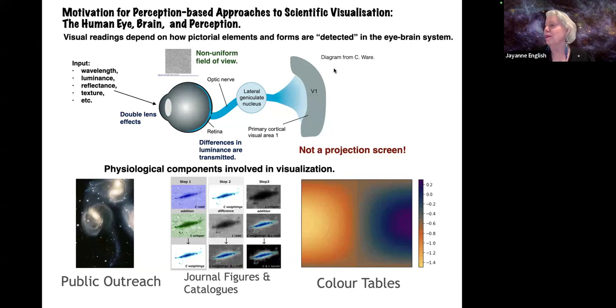So what I do is I use perception-based approaches to scientific visualization. Our eye and brain system create perception. For example, color is not a physical thing. It's based not just on wavelength, but on many things. And so our eye-brain system produces what we perceive, and we can work with the physiological components involved in order to communicate more clearly.